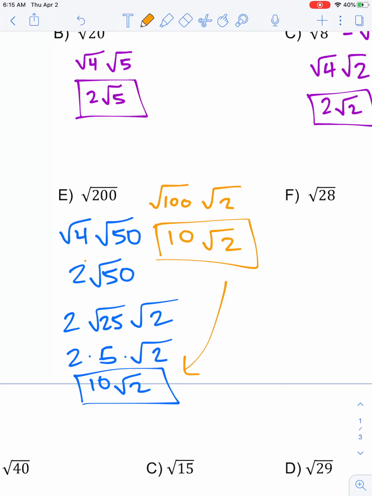So 200 can divide by 4. It can divide by 25. If it can divide by both 4 and 25, then 4 times 25 is 100.